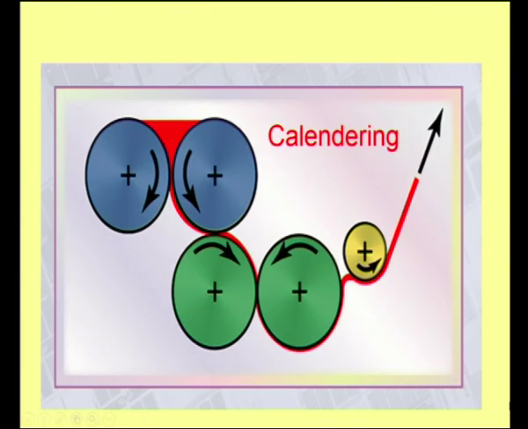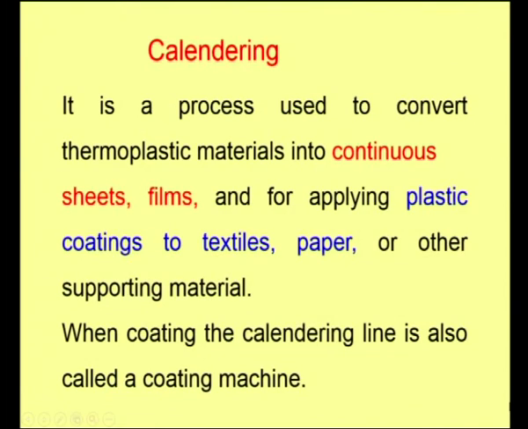Next we will move on to calendaring. What is meant by calendaring mills? Calendaring is an important polymer processing operation which is used to convert thermoplastic materials into continuous sheets and films, and also for applying plastic coatings to textiles and paper. Nowadays people require garments that will prevent wetting, so a plastic finish is applied on the surface of the textile. That is an example of plastic coating.